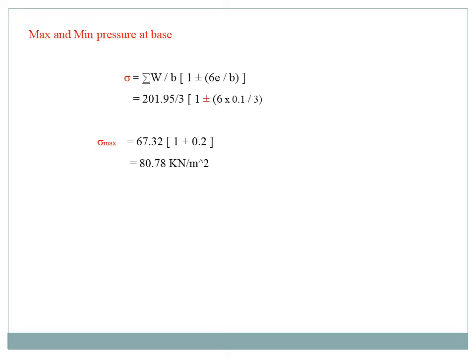Okay, now we can find out the pressure. So sigma is equal to, it's a common formula, sum of load divided by B, then bracket 1 plus or minus into 6E divided by B. Okay, so total load is 201.95, B is the 3 meter. So sigma maximum is equal to 1 plus 6E by B, sigma minimum is equal to 1 minus 6E by B. See that, so our sigma max is the 1 plus 0.2, our sigma minimum is 1 minus 0.2. Okay, our maximum value is 80.78 kilonewton per meter square, the sigma minimum is 53.85 kilonewton per meter square.